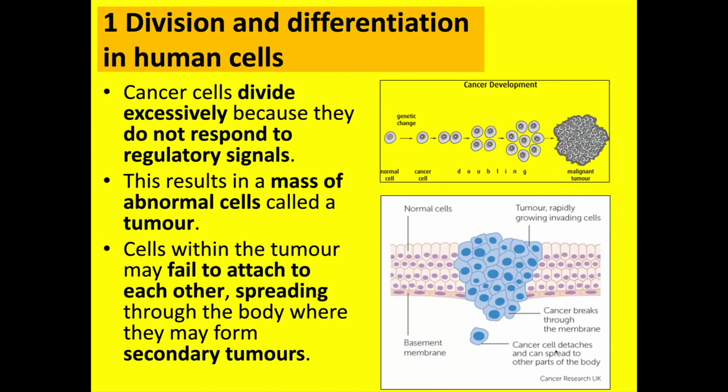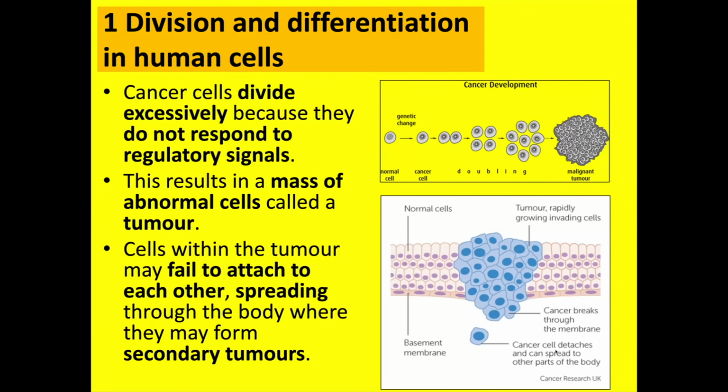Now, the last wee section on this topic deals with cancer cells. So we're going to look at the biology of cancer and how it forms here, okay, as opposed to talking about all the other factors surrounding this condition. So cancer cells divide excessively. Okay, they divide excessively. That means they divide at a faster rate than they normally would.